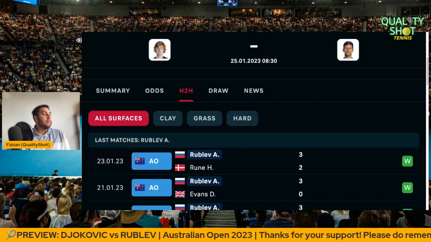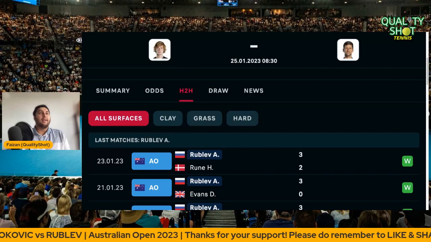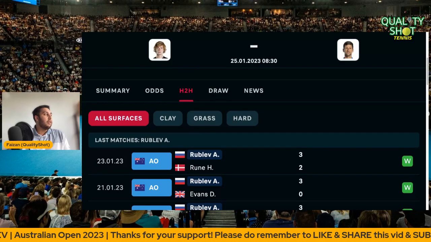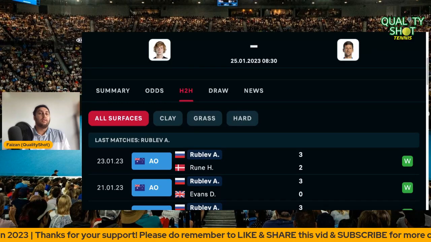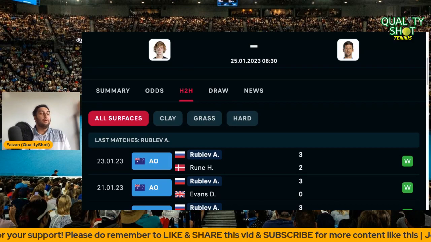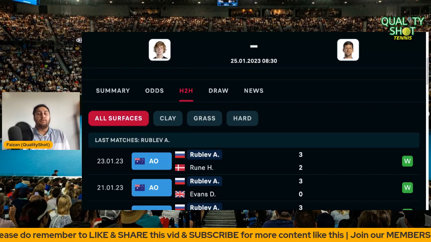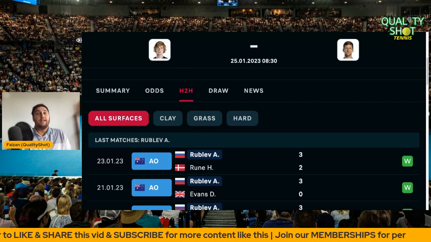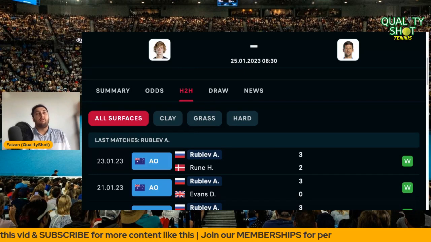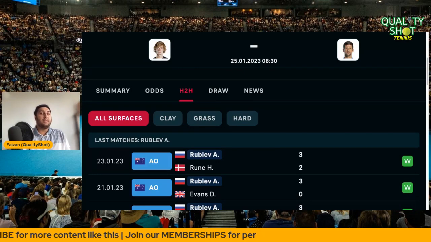I think Rublev is going to have to play extremely well. He's going to have to serve extremely well if he wants to even have a chance of taking Djokovic through a tiebreaker, because he'll need to hit his spots on the first serve, hit a lot of first serves in as well. Hope that Djokovic doesn't read it as well. He'll need to try and mix up a little bit.